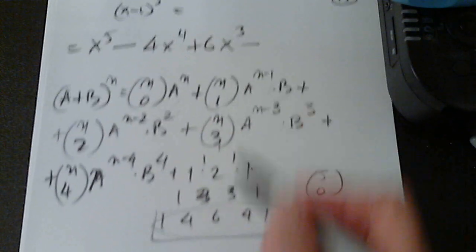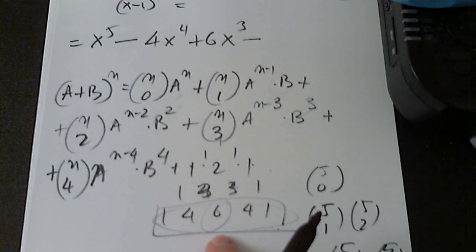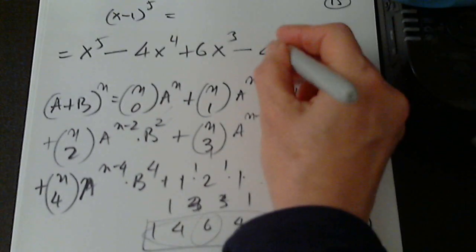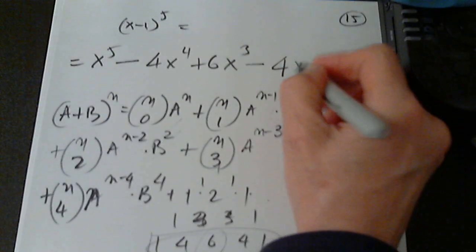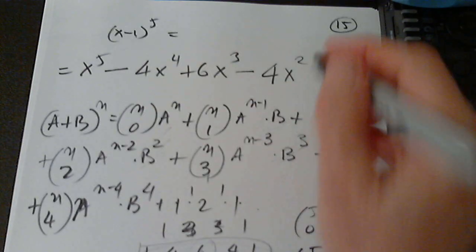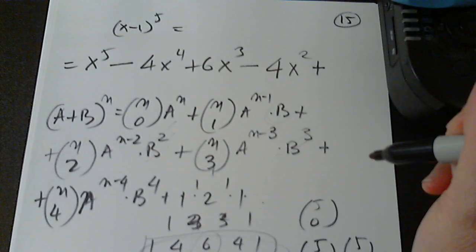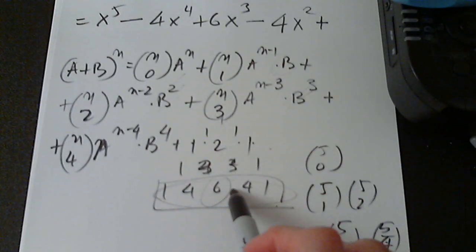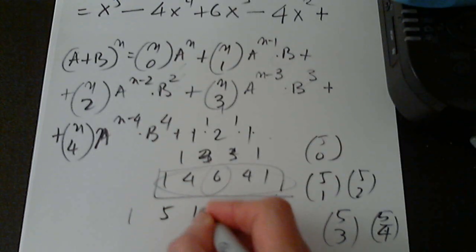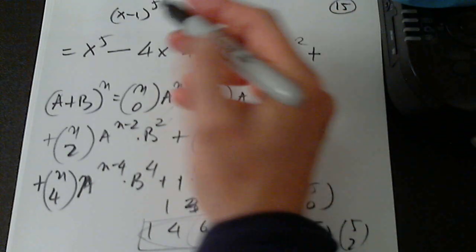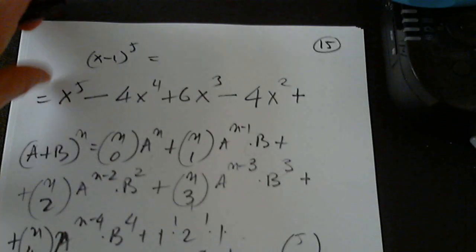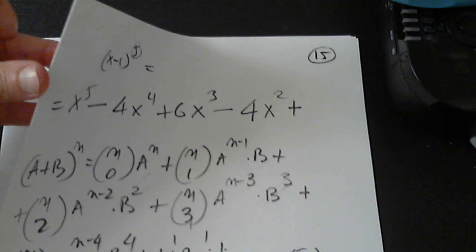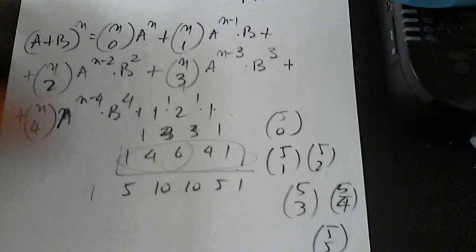Plus, the next coefficient is 6. From 5 to 4 to 3. Minus 4. From 5 to 4 to 3 to 2. And plus 1. Sorry, 1, 5, 10, 10, 5, 1. So I have to start all over, because the power is 5, so I have to have 6 terms. I cannot have just 5.